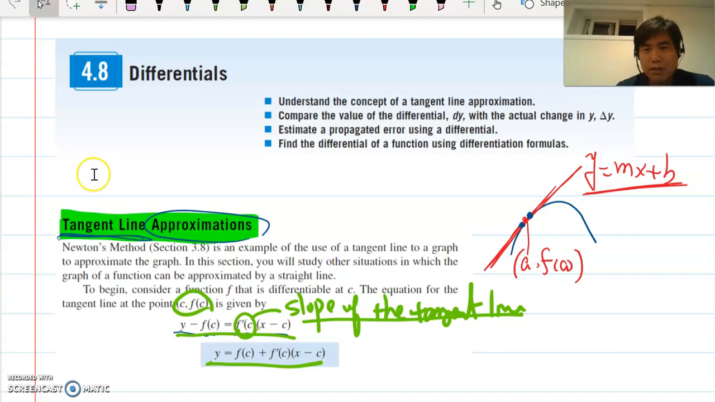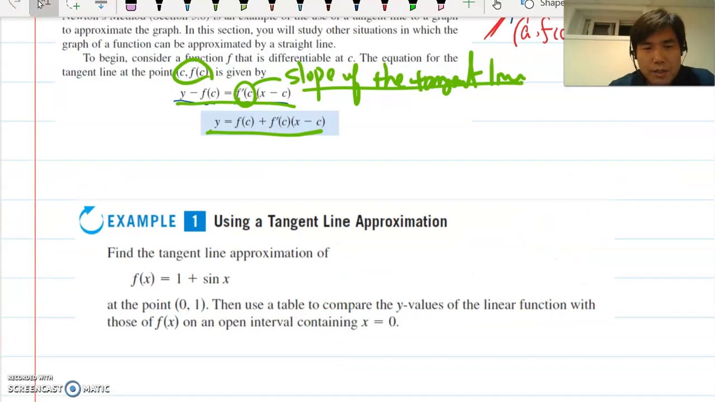So let's discuss one example together. Example 1, using a tangent line approximation. Find the tangent line approximation of f(x) equals 1 plus sine x at the point (0, 1). Then use a table to compare the y values of the linear function with those of f(x) on an open interval containing x equals 0. Remember, open interval, that's the key point here.